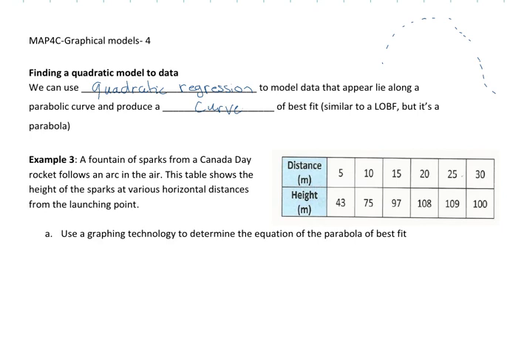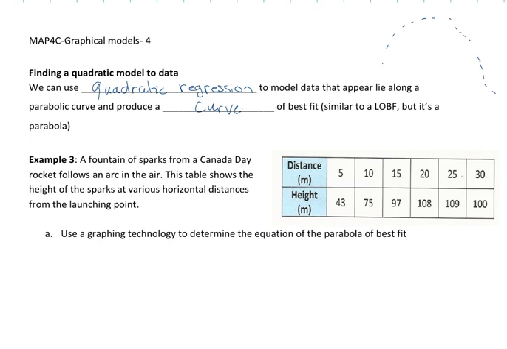So what I have here is a fountain of sparks from a Canada Day rocket that follows an arc in the air. This table shows the height of the spark at various horizontal distances from the launching point. So how far away is it from the launching point? It's 5, 10, 15, 20, 25, and 30. And this is the height of the rocket as it goes up. So what goes on the x, what goes on the y? Distance goes on the x, and height goes on the y.